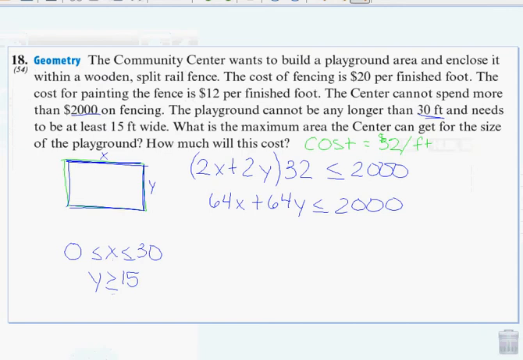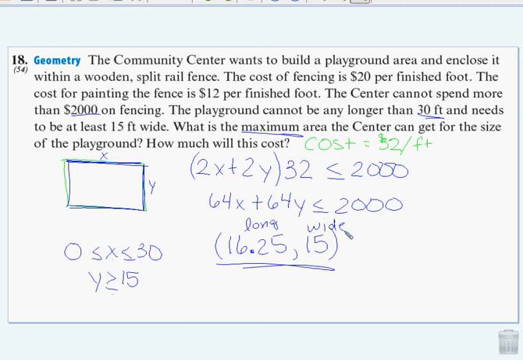So hopefully you can see pretty quickly that what we're interested in is the number 16.25 as our x value and 15 as our y value. So now let's look at the question here. What is the maximum area? Well, here is our maximum area. 16.25 long, right? And then 15 is the width.